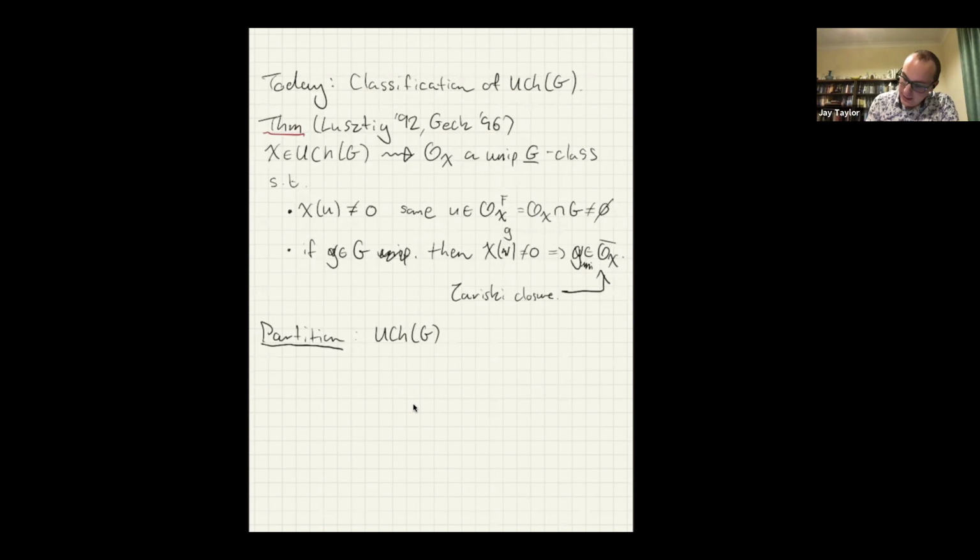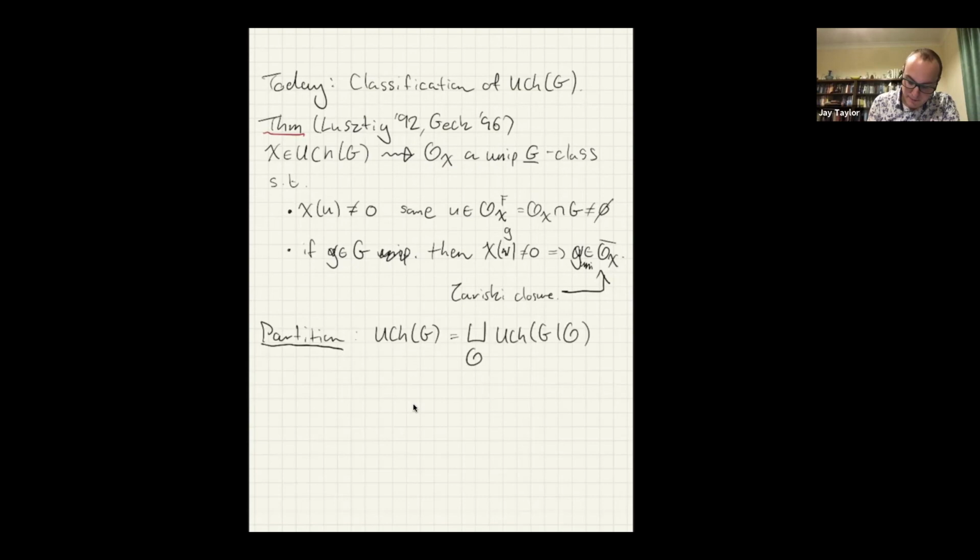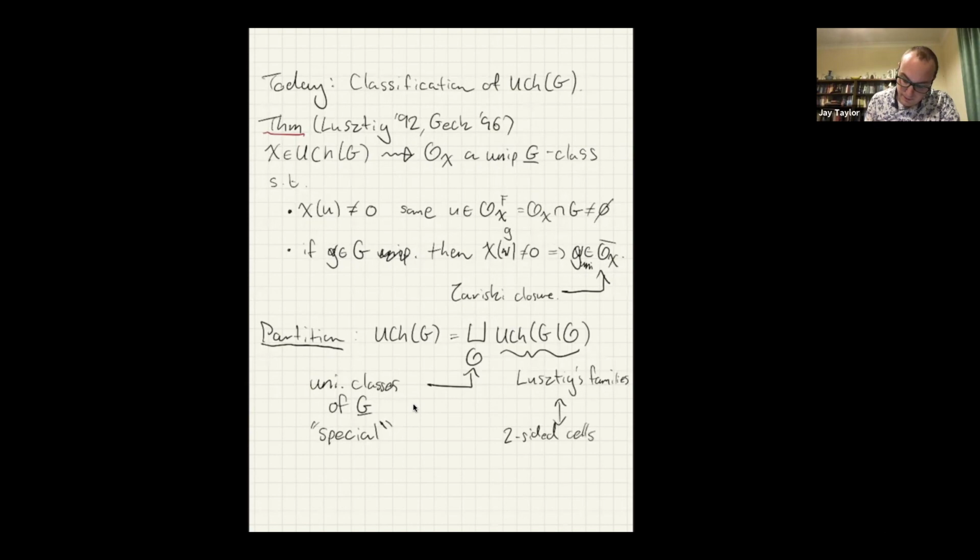Okay, so this gives us a partition of the unipotent characters into subsets, and they're going to be indexed by unipotent classes of G underline. Some of these sets may be empty, because the class may not contain a rational point, or for other reasons. The unipotent classes that are involved here are called special, the ones for which these sets are actually non-empty. I should mention that these are Lusztig's families, which are related to the two-sided cells of the Weyl group.